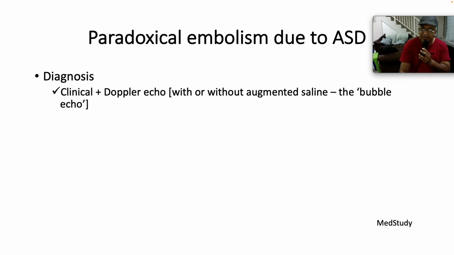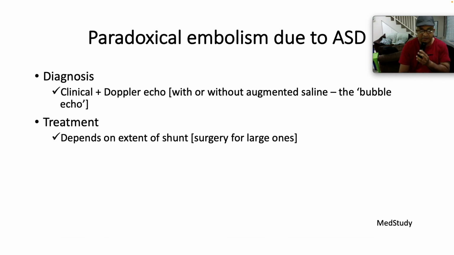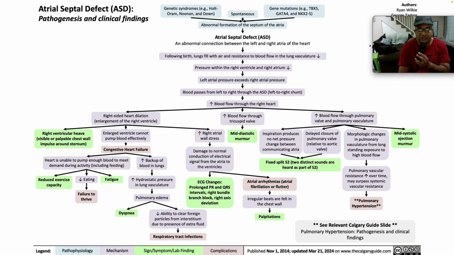So how are we going to diagnose paradoxical embolism on account of ASD? Clinical and Doppler echo with or without agitated saline, the so-called bubble echo study, will demonstrate a right to left shunt. The bubbles are present on the right side of the heart coming from the left, and then you might have reversal of that, the Eisenmenger physiology. Treatment depends on the extent of the shunt. Ideally, cardiothoracics should get involved and offer surgery for the larger shunts.